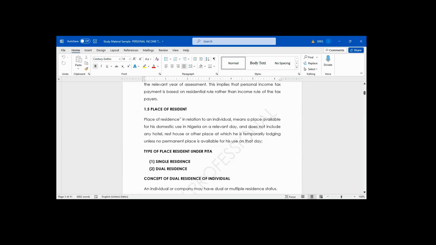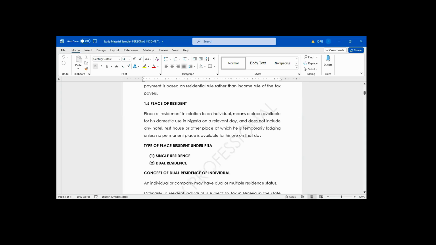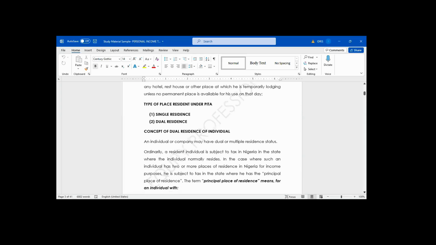So, types of place of residence under personal income tax. What are the types of place of residence we have? We have two types: single residence and dual residence. We have single resident, and we also have what? Dual resident. What is single resident? When an individual on a relevant day has just one place of residence, one place that is used for domestic use, that is a single place of residence.